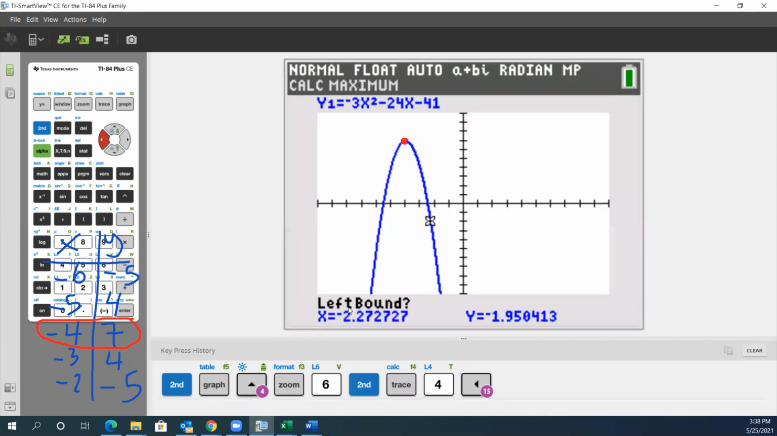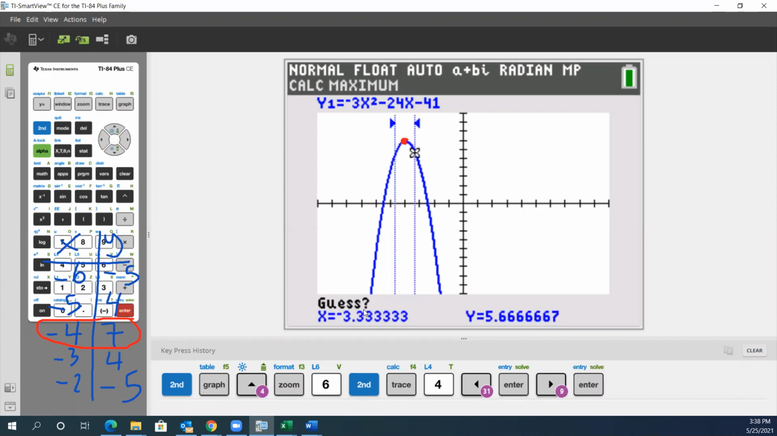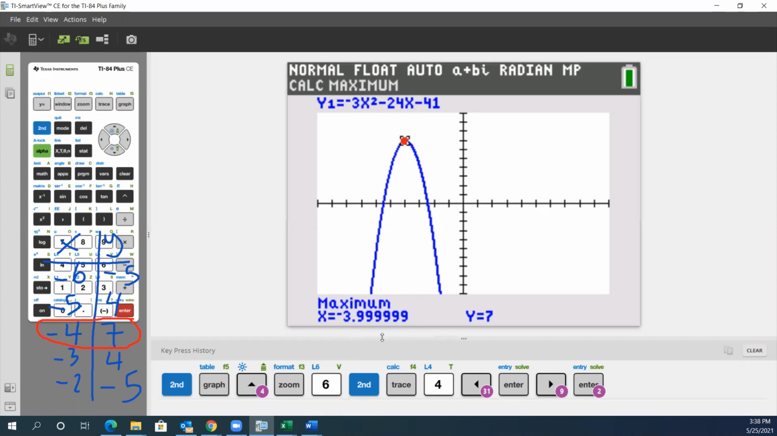It says, what is your left bound? So I go to the left of the vertex, the point I'm looking for, and hit enter. And it says, what's your right bound? And I hit enter. And then best guess, enter. And it gives me a vertex. It often doesn't give you exactly the right answer, but darn close. So it's -4, 7 is what the calculator meant, which is exactly what we got. And so that's another way to get the vertex, or at least to double check that you did it correctly. So that's a very handy thing.